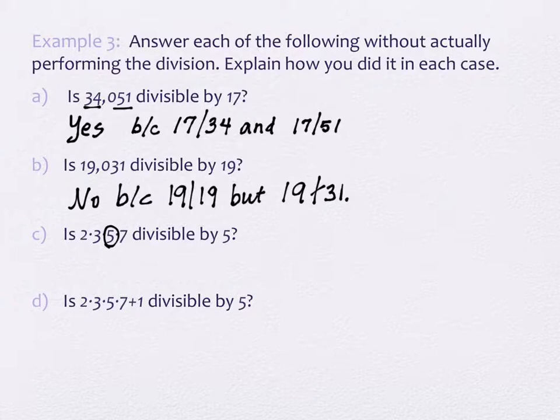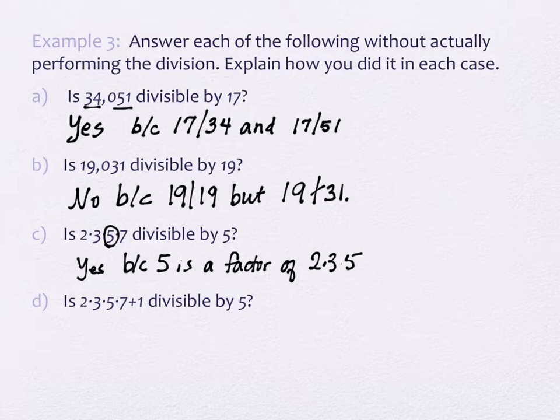To be a divisor means that it actually has a factor of 5. And when it's written in factored form, it becomes easier to see what those components are. So yeah, this one works because 5 is a factor of 2 times 3 times 5 times 7. So then, 2 times 3 times 5 times 7 plus 1.